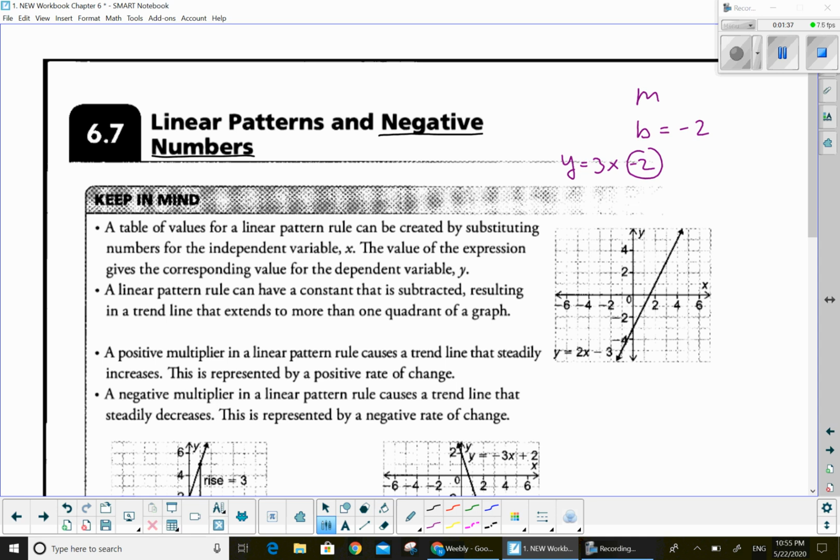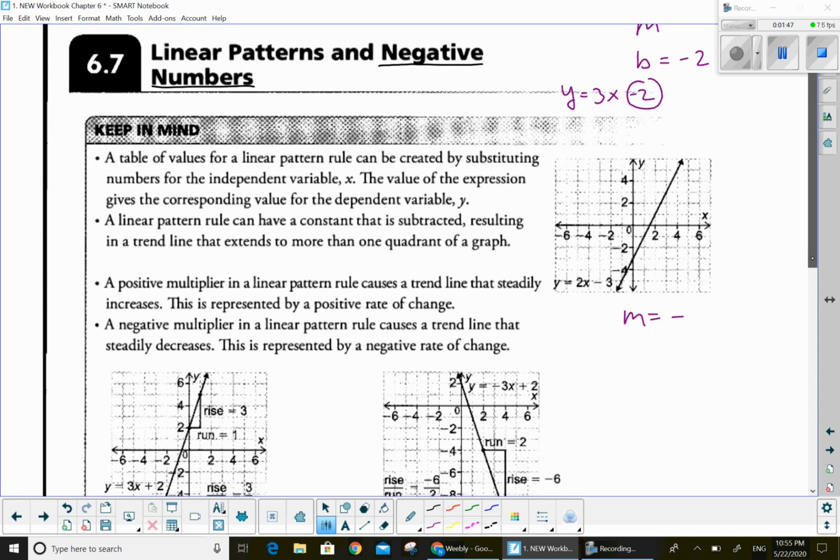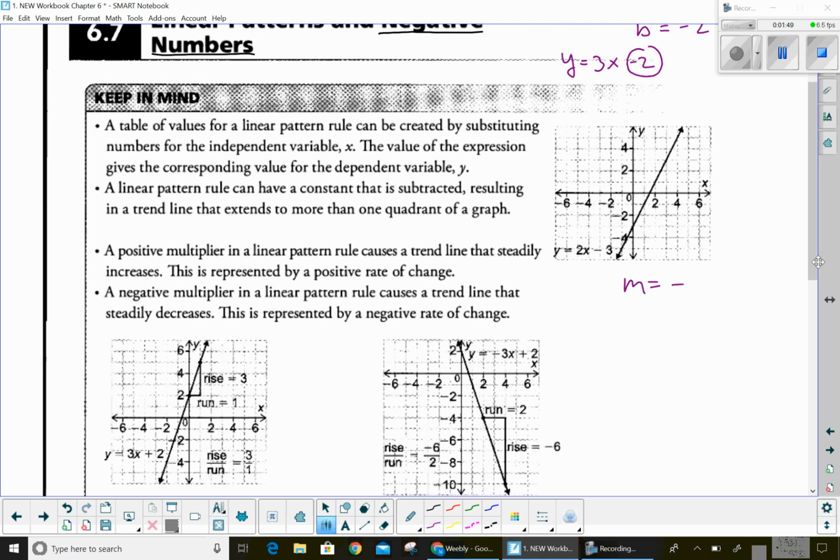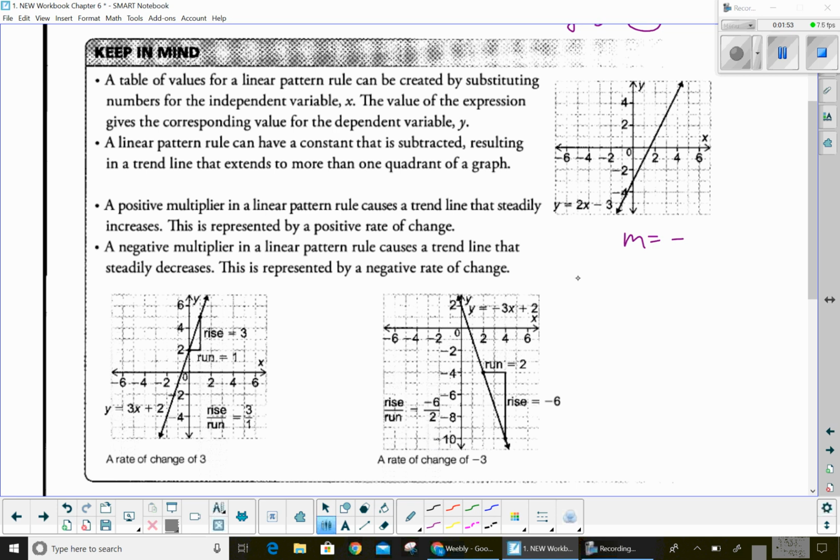At the same time, you can have a negative rate of change, m, and what that means is if I have m equals negative something, instead of the line increasing, instead of it going up, it goes down. So it is something like this. Instead of going up like this, it's going down like that.